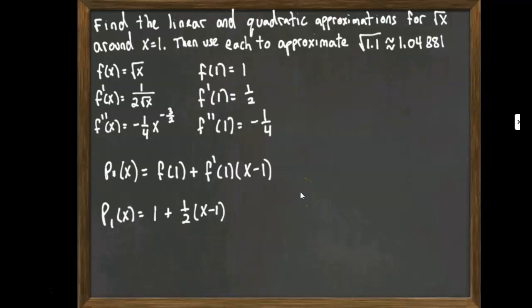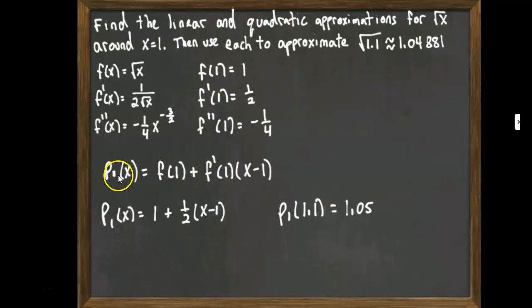So remember the second degree approximation. Well, actually, hold on. Let's compute it first. P1 of 1.1 is 1.05. And so you can see at least to two decimal places, this is a fairly decent approximation for the square root of 1.1. It's pretty close. So our approximation is actually pretty accurate here.